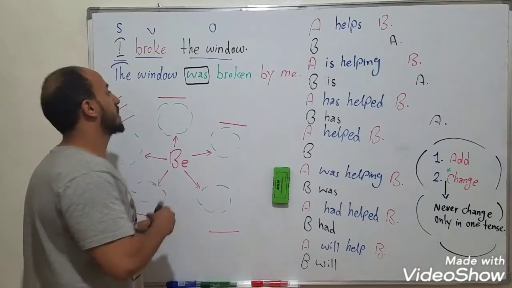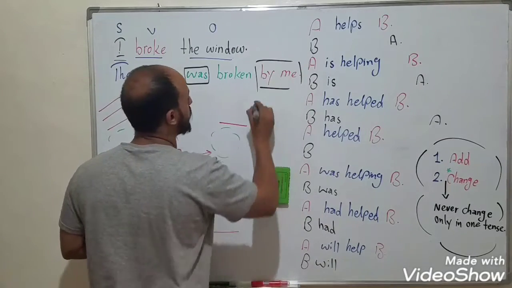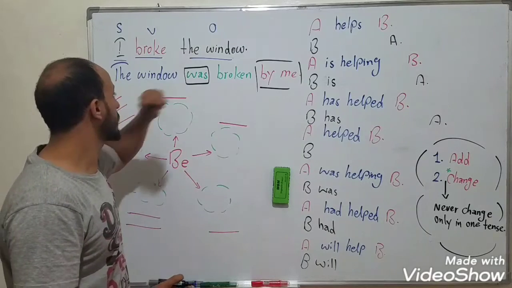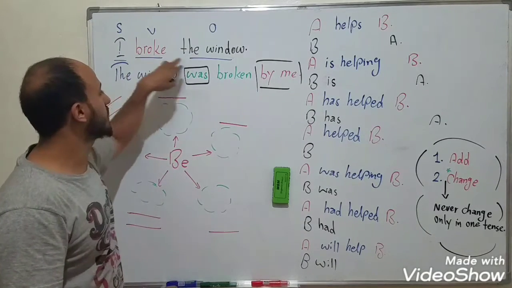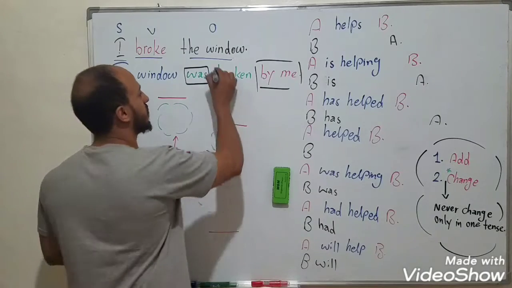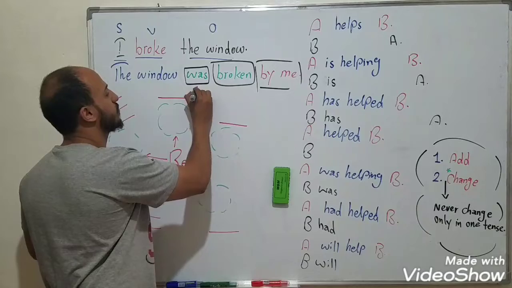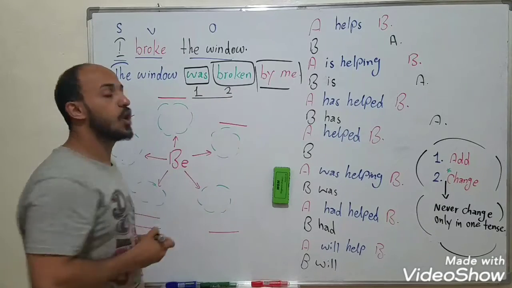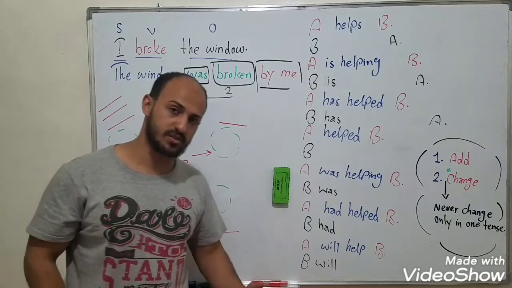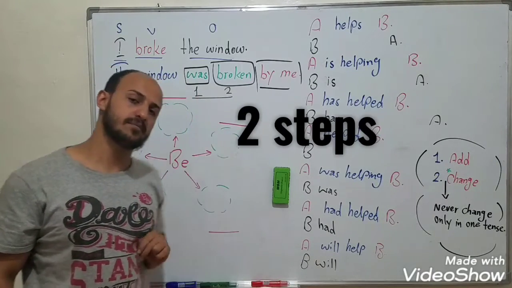Next. Here, what happened? Another thing. Look, here I'm not talking about this because I will tell you about it later. All right. Next. Here I have broke. Here I have broken. So what happened here? I changed something. All right. So remember, guys. Remember, you have number one, number two. Always, when you talk about the passive, you want to change something to the passive. You must do two steps all the time, all right?